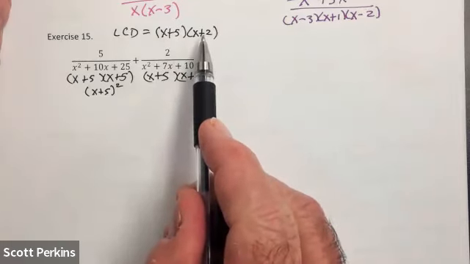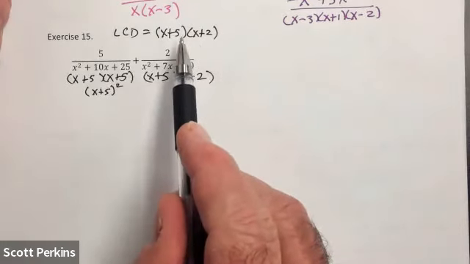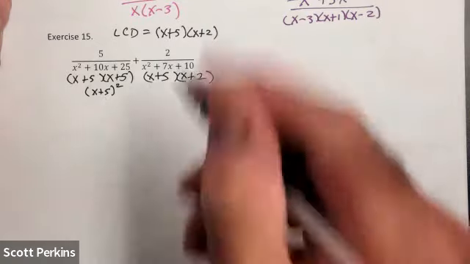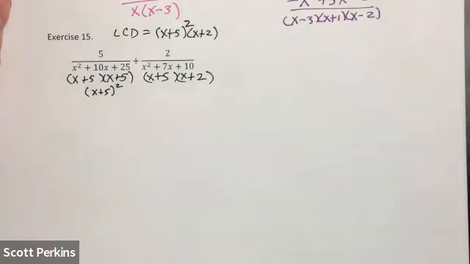There's one minor adjustment I have to make, though. What's the highest power on the x plus 5? Yeah, there's two of them. So I need the x plus 5 squared and then x plus 2. One of every factor you see, so that includes the x plus 5 and the x plus 2. But when you have multiples, you always take the highest power. You always take the most.